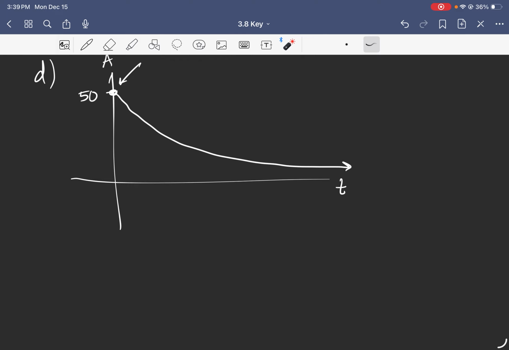D as in donut, there's what the graph looks like. It's an exponential decay, but at 0, we get this starting value.